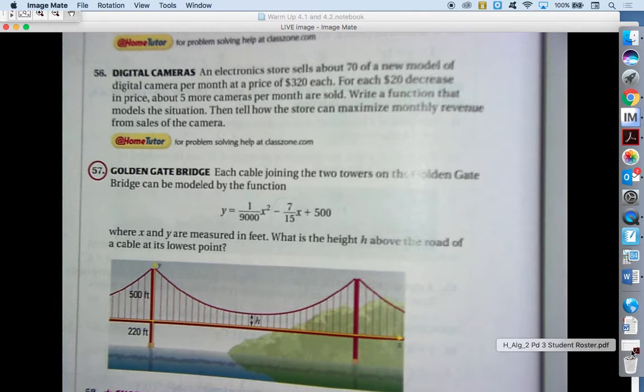So the first part says write a function that models the situation, and then we want to decide how the store can maximize the monthly revenue. Meaning, how many times should I reduce the cost so that I can sell the most number of cameras, but also benefit from the largest profit or the largest revenue?